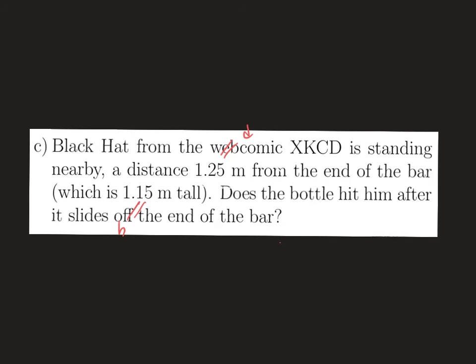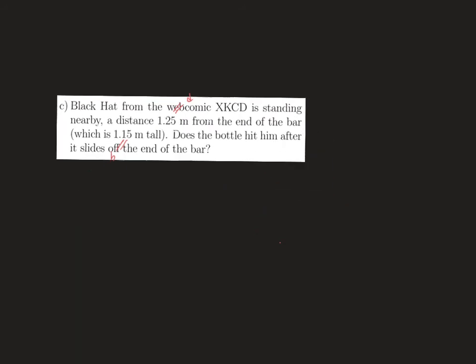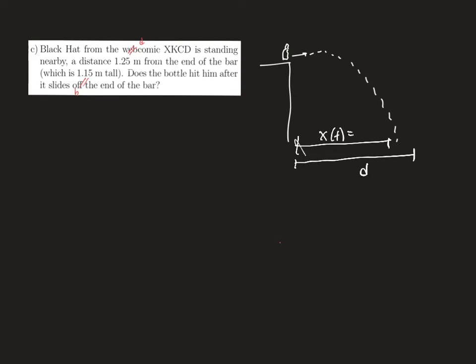So let me try to get another picture of this. So now we've got the bar, the bottle being launched exactly horizontally because it's sliding off the top. And then it makes this projectile motion. It lands some distance away, and he is a distance d away. And I'm going to write x of t as a question mark because that's the distance we're going to find. We're actually going to find that it goes a distance x of t, right? What the final distance is.